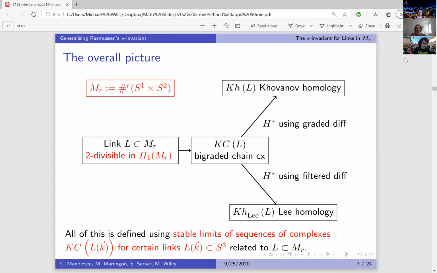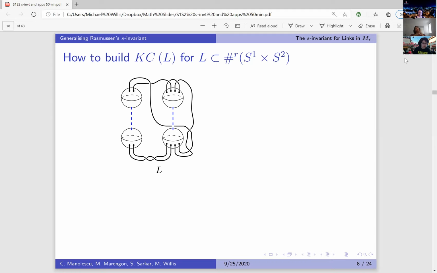Okay, how to build a Khovanov chain complex for a link sitting in a bunch of copies of S1 cross S2. Well, first off, we want it to feel like Khovanov homology. So once again, your link is in a bunch of S1 cross S2s. Your first job is to project it down to the plane. You want a planar diagram for this link.